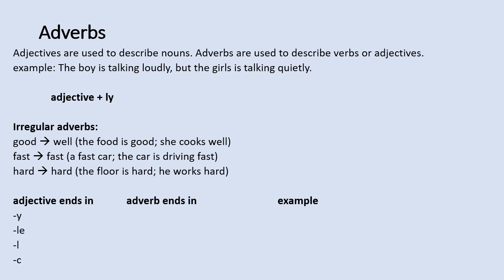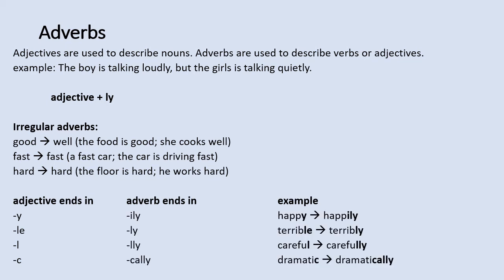Here we go. This is the grid that we started. Now we can add all of the rest of it. So, when an adjective ends in y, like happy or angry, then the adverb will end in illy. So, happy becomes happily.